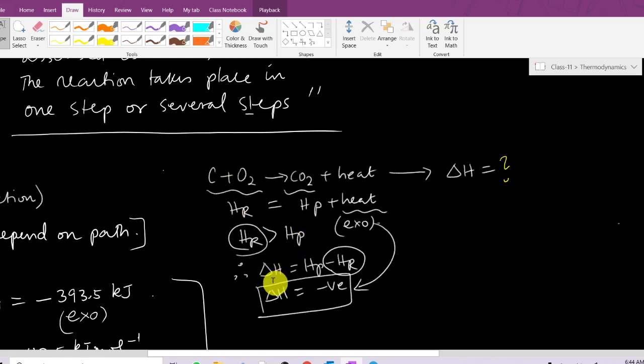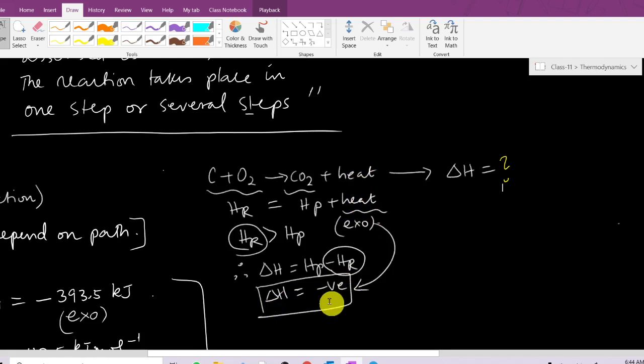Therefore when you measure the change in the enthalpy, that is delta H, that will be given by products minus reactant. This value will be a negative value because HR is greater, which means for all the exothermic reactions, the delta H value is going to be negative. This you have to remember.